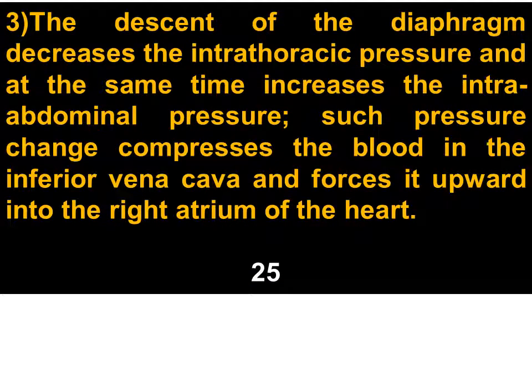The descent of diaphragm يقلل الانتراthoracic pressure and at the same time راح يزيد الانترا abdominal pressure. هذا pressure change compresses the blood in بالinferior vena cava وراح يساعده in ascending the blood، يعني the blood will pass upward into right atrium of the heart، يعني مثل البمب تشتغل.